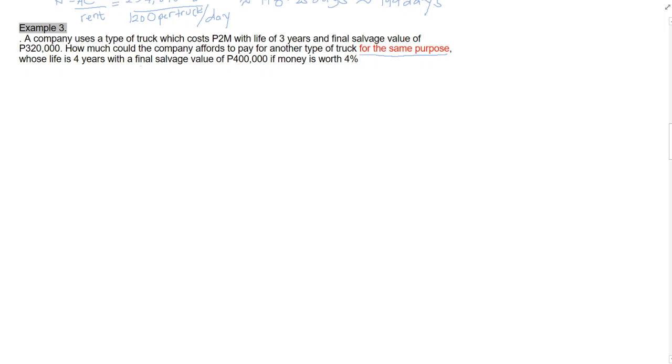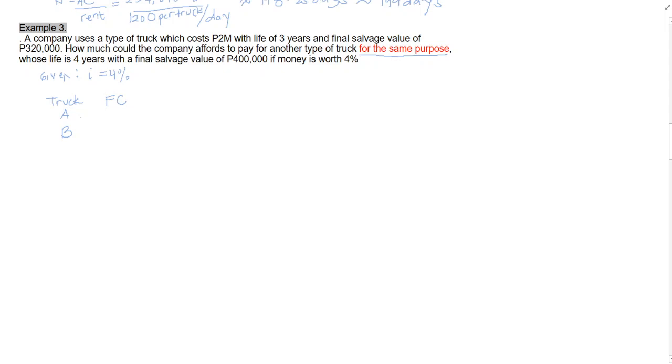So if we are going to tabulate that one, for the given, we have there your I, which is 4%. Okay, so for the first truck, which is A, and then for the unknown, for the second truck, that is B, we get the first cost for that.